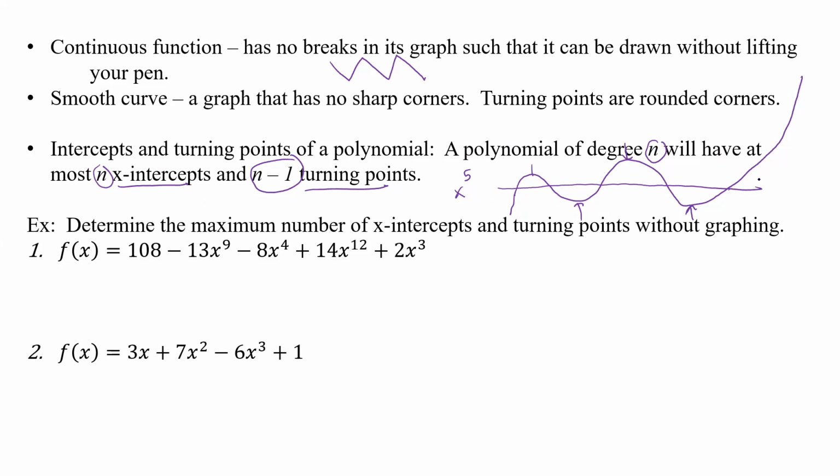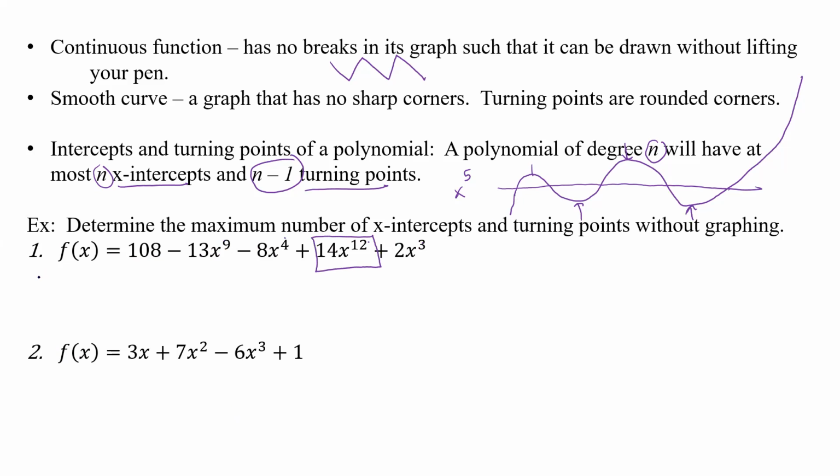Okay. All right, so our question below then says, determine the maximum number of x-intercepts and turning points without graphing. Well, how do we do that? Well, we have to find the degree of the polynomial. And again, the degree of the polynomial is going to be the one with the highest n value. And so we look here. As that's written, that's not in decreasing powers. So here we have a 0, here's a 9, here's a 4, here's a 12, here's a 3. So this is actually our leading term.